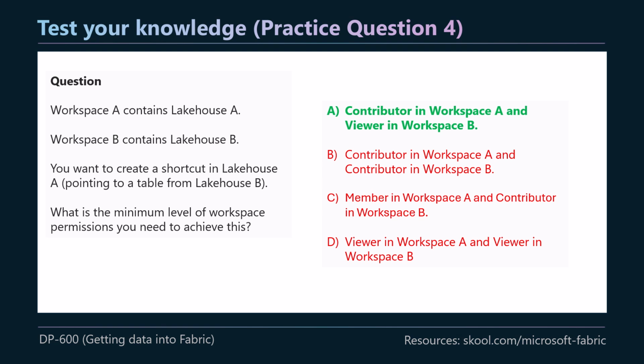So when we were talking about the workspace roles permission required to create a new shortcut, well, you need some sort of write permission in the workspace where you're creating the shortcut and read permissions in the lakehouse that you're actually referencing. So the important part of the question here is what's the minimum level of workspace permissions that you need to achieve this? So the others, or B and C at least, would allow you to do this, but it's not the minimum level of permissions that's required. And D, viewer in workspace A. If we're a viewer in workspace A, then you won't have the permissions to create the shortcut in lakehouse A.